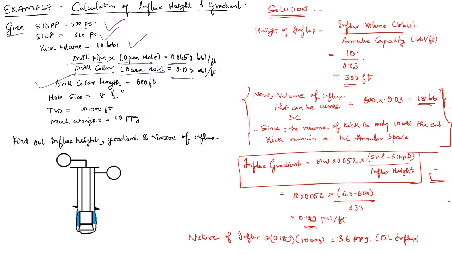My drill collar length is given as 600 feet, hole size is 8.5 inch, TVD is 10,000 feet, and my mud weight is 10 pound per gallon. We need to calculate the influx height, gradient, and the nature of influx.